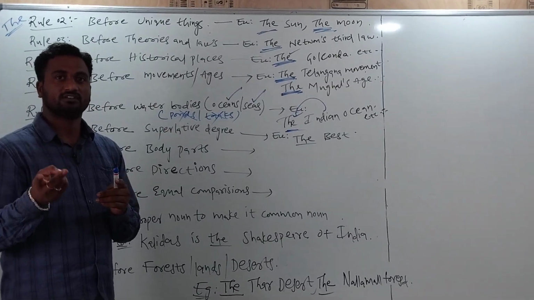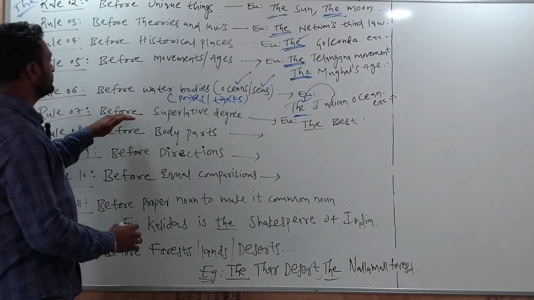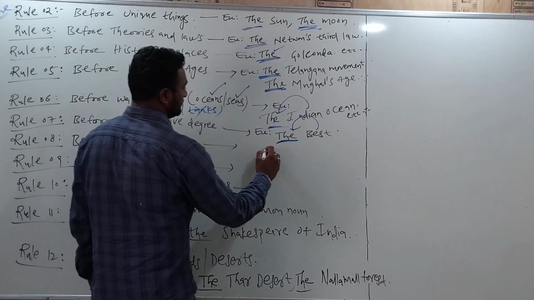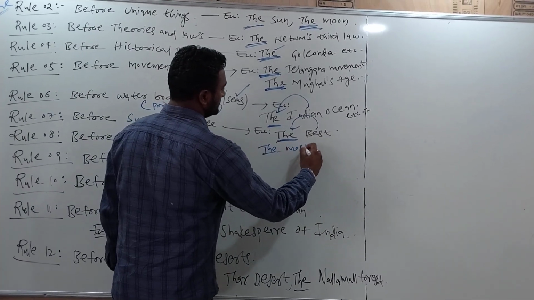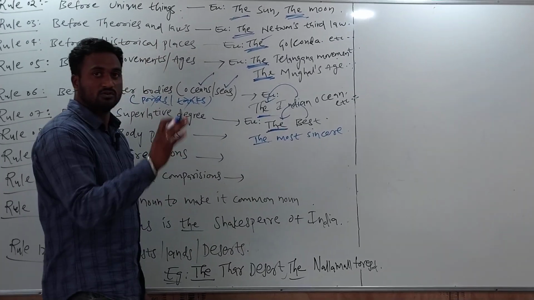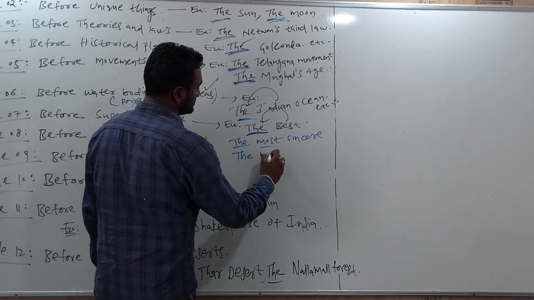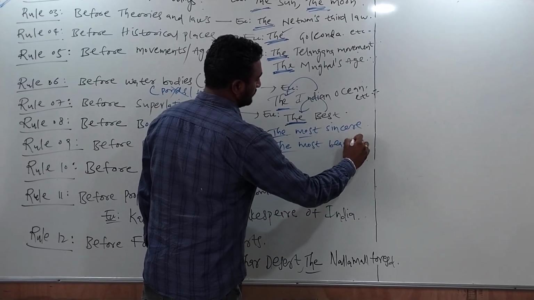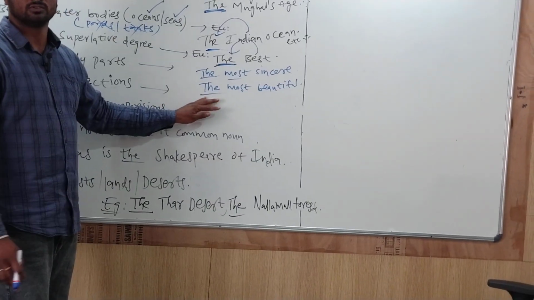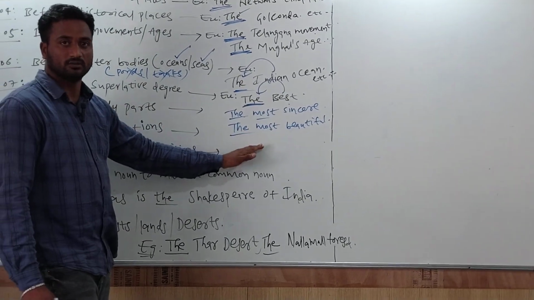Bad, worse, the worst, right? Beautiful, more beautiful, the most beautiful. So whenever you use superlative degree, it should be followed by article "the". For example, the most sincere person. You can't write here "a" or "an", because most is the superlative degree. Like the most beautiful girl. So whenever you use superlative degree, it should be preceded by article "the" only. You should not use the article "a" or "an". Don't get confused. Anyhow, I am teaching all these rules related to article "the" only.